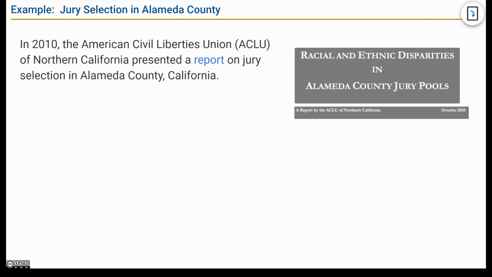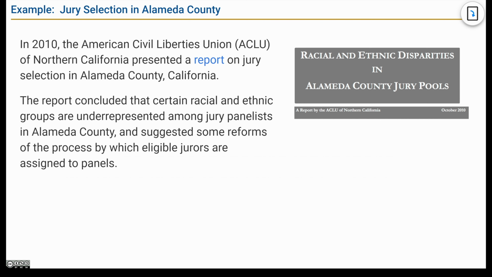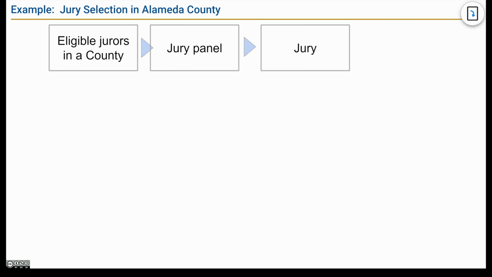So in 2010, the American Civil Liberties Union, the ACLU, presented a report discussing jury selection in Alameda County in California. And the report concluded that there were certain racial and ethnic groups that were underrepresented among jury panels. We are going to take some of the data from the report and conduct a hypothesis test to see if our test can corroborate their conclusions.